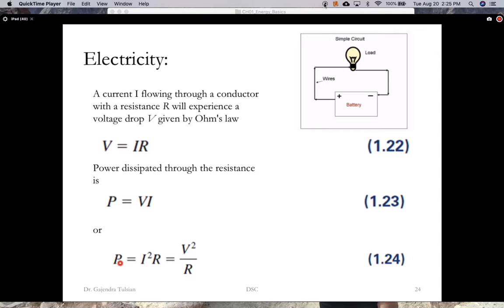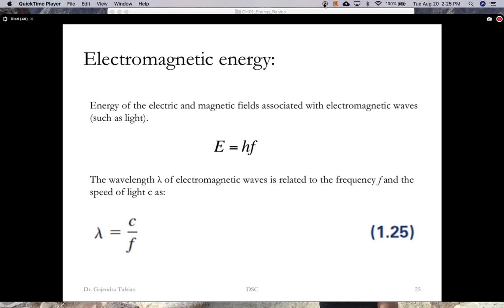Here are two other formulas for power. Power can also be calculated as I squared, the current flowing through the device squared, times the resistance of the device, or V squared over R. Okay, just some basic equations.